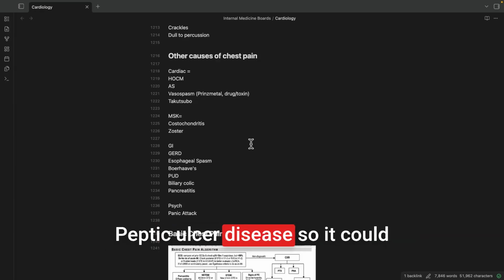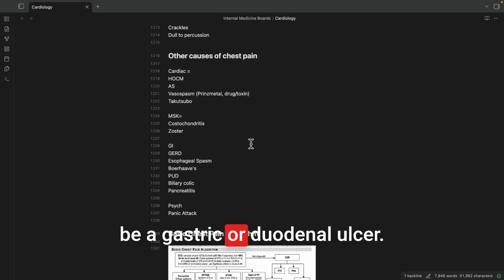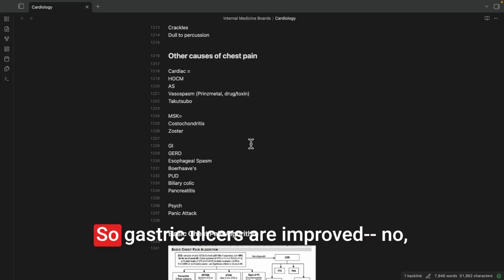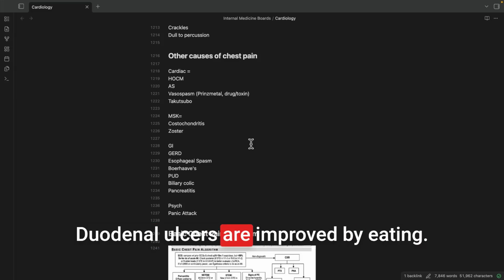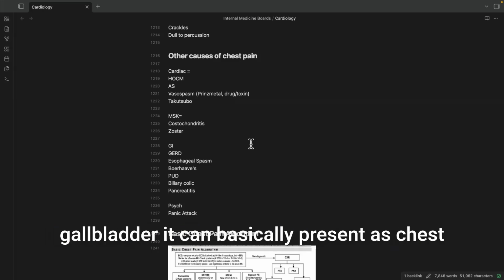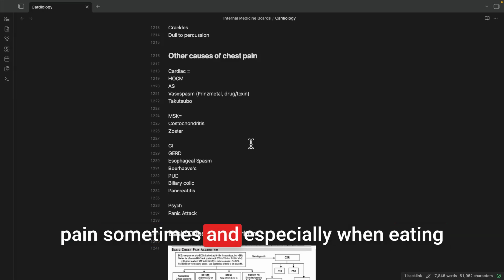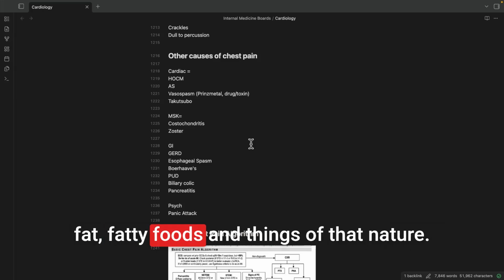Peptic ulcer disease. So, it could be a gastric or duodenal ulcer. Gastric ulcers are worsened by eating. Duodenal ulcers are improved by eating. Biliary colic: if you have problems with your gallbladder, it can sometimes present as chest pain, especially when eating fatty foods and things of that nature.